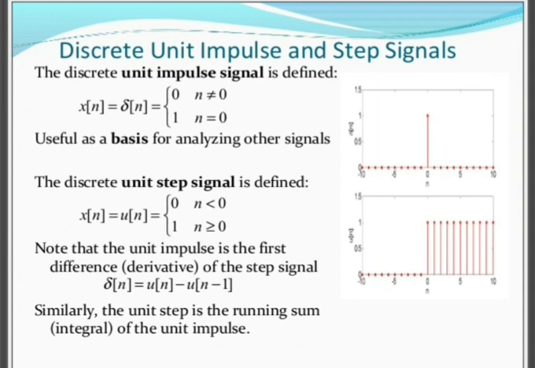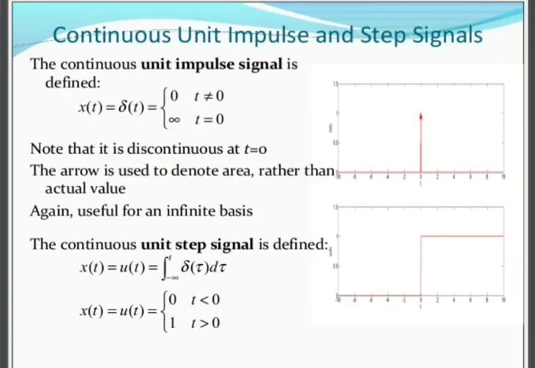The discrete unit step signal is defined as x[n] equal to u[n], which is equal to 0 if n is less than 0, and it is equal to 1 if n is greater than or equal to 0. The diagram for the unit step signal is also given here. Now the unit impulse is the first difference, or the derivative, of the step signal. So delta[n] is equal to u[n] minus u[n minus 1]. Similarly, the unit step is the running sum of the unit impulse, that is, the integral of the unit impulse.